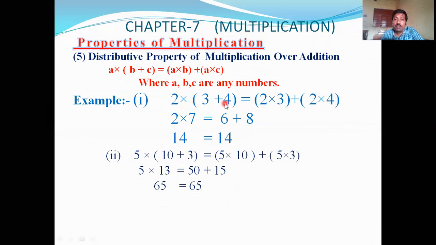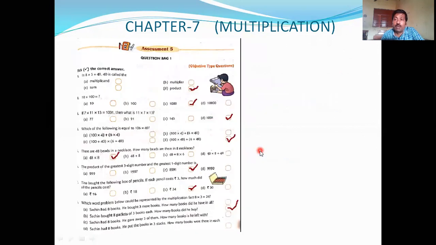Now 3 plus 4 is equal to 7. 2 into 7, we get 14. And now 2 into 3, we get 6, and 2 into 4, we get 8. Now when we add 6 plus 8, we get 14 also. Now let us take another example, and in the same way we can prove that the distributive property of multiplication over addition is true. Now from these properties, there are some questions in assessment 5, question bank 1.